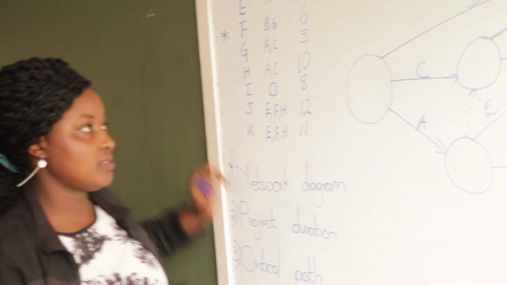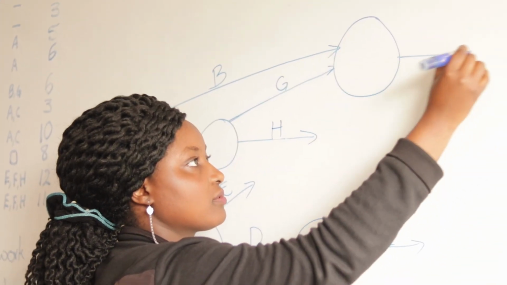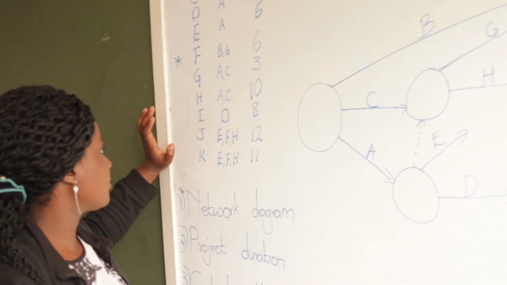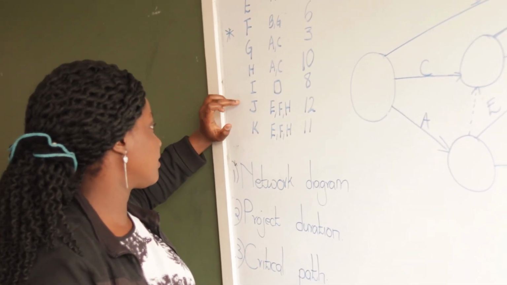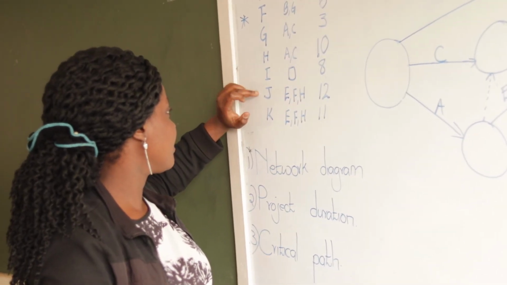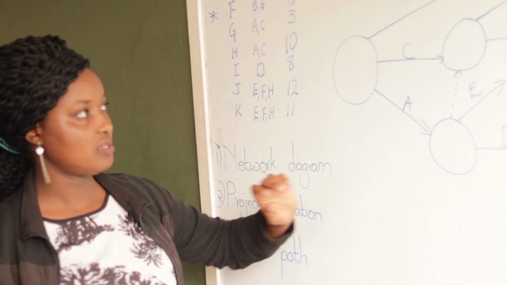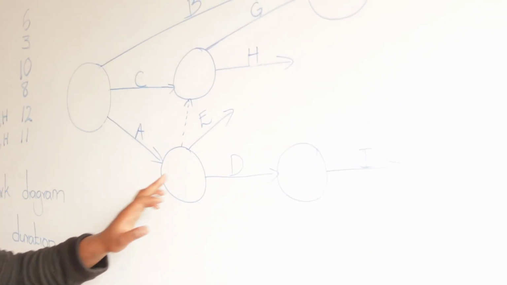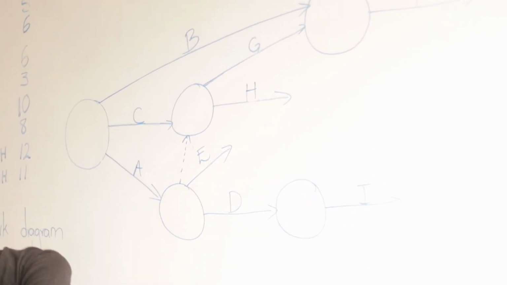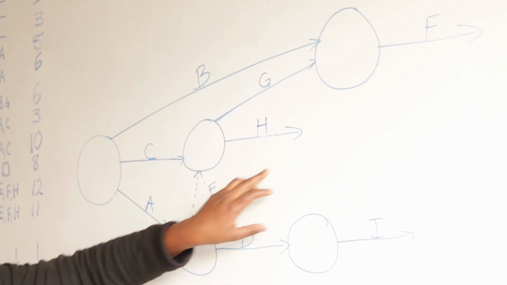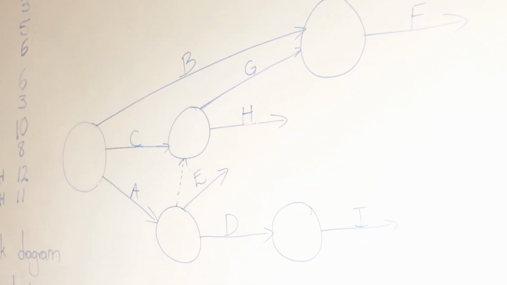B and G should give us F. So F. Then we continue. This way we had left. J comes from E, F, and H. We have E, which is hanging. We have F, which is hanging. We have H. All these three are producing J.